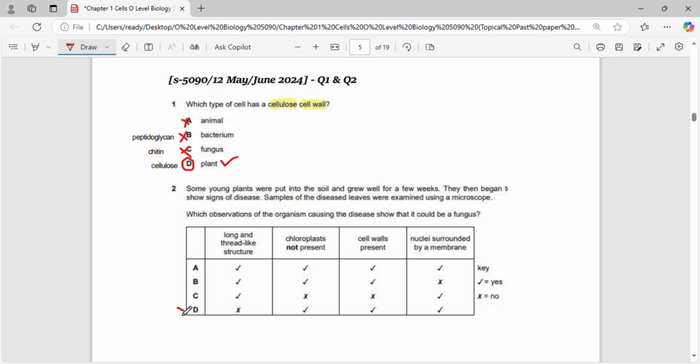Therefore, we can eliminate option D because it mentions the absence of long, thread-like structures called hyphae. Option C is also incorrect, as it states the organism lacks cell walls, but fungi do have cell walls made of chitin. Option B is wrong as well, since fungi do not contain chloroplasts. Hence, option A is the correct answer, as the presence of long, thread-like structures, the absence of chloroplasts, the presence of cell walls, and a membrane-bound nucleus all suggest the organism could be a fungus. We will study fungi in more detail in Chapter 2.